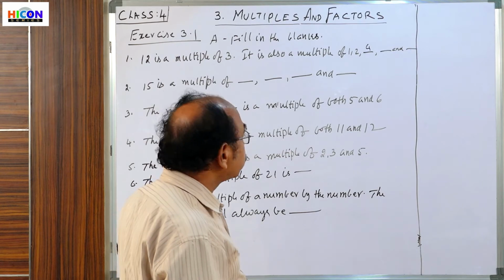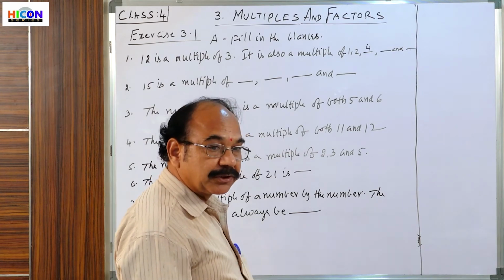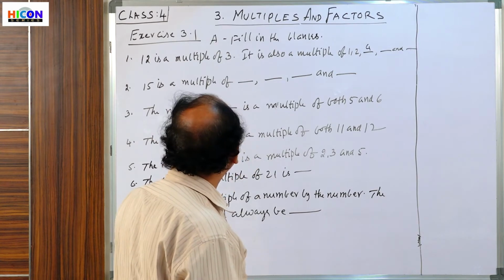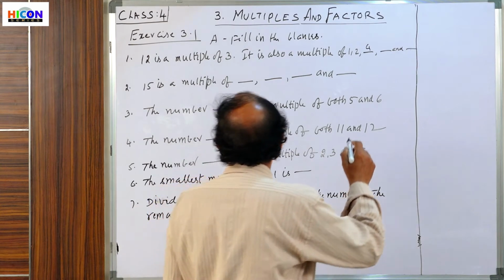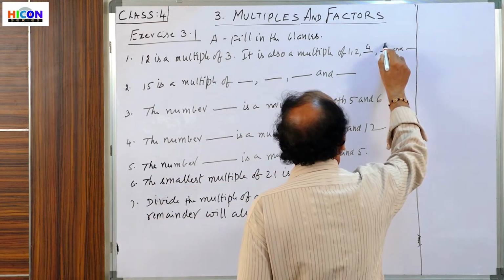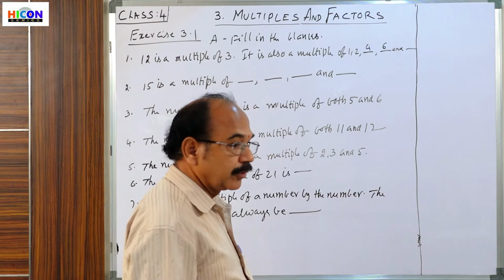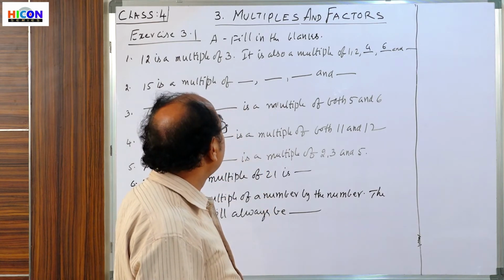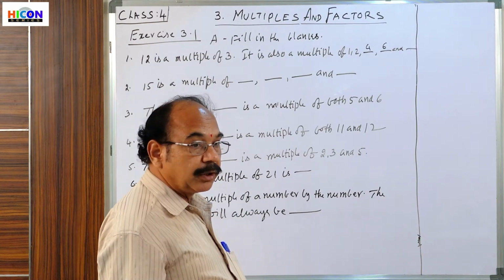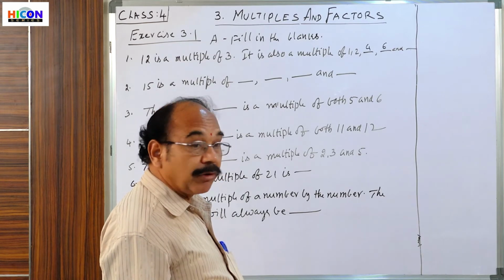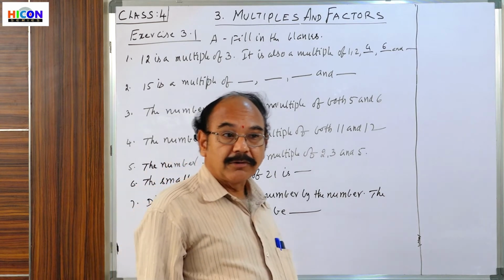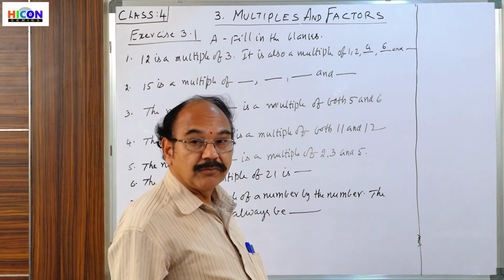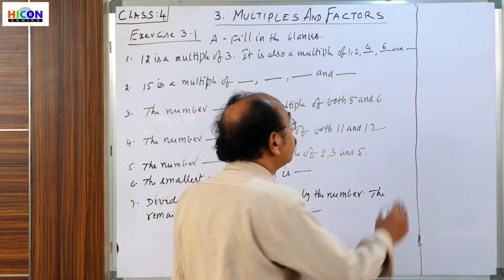Next, read the multiplication table of 6. 6 ones are 6, 6 twos are 12. So 12 is a multiple of 6. Okay, children. And read the multiplication table of 12. 12 ones are 12. You are getting 12. That's why 12 is a multiple of 12 also.